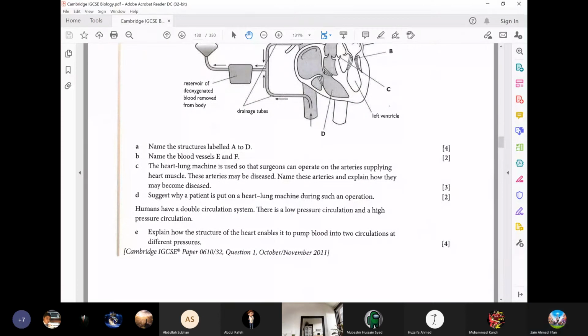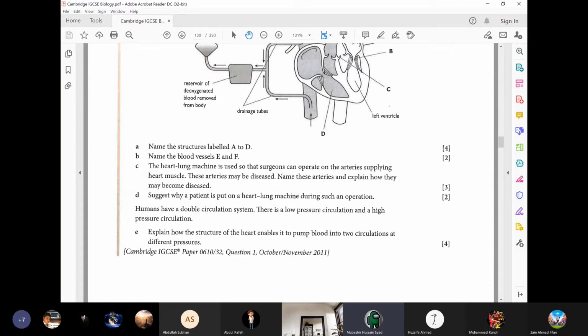Now, suggest why a patient is put on a heart-lung machine during such an operation. I just explained this, boys. Sir, because they're working on the heart muscle and the supply of the heart muscle. If the heart muscle doesn't have its proper own supply, the heart won't work, it could have a heart attack, so there's going to be no point of the surgery. That's why they transfer it to a cardiopulmonary bypass machine.